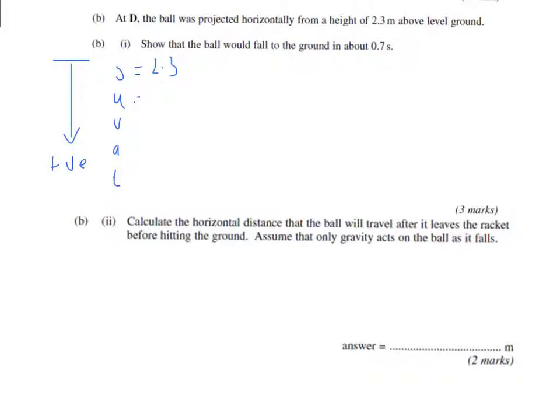Okay, so even though the ball left the racket with a horizontal velocity, we're not concerned with that. We're just knowing vertical, and it didn't have any vertical velocity. V we don't know. A we're going to take as 9.81, and it's positive because everything down is positive. And the time we've got to show, and that's 0.7 seconds. I'll put my units in. That's meters per second. Meters.